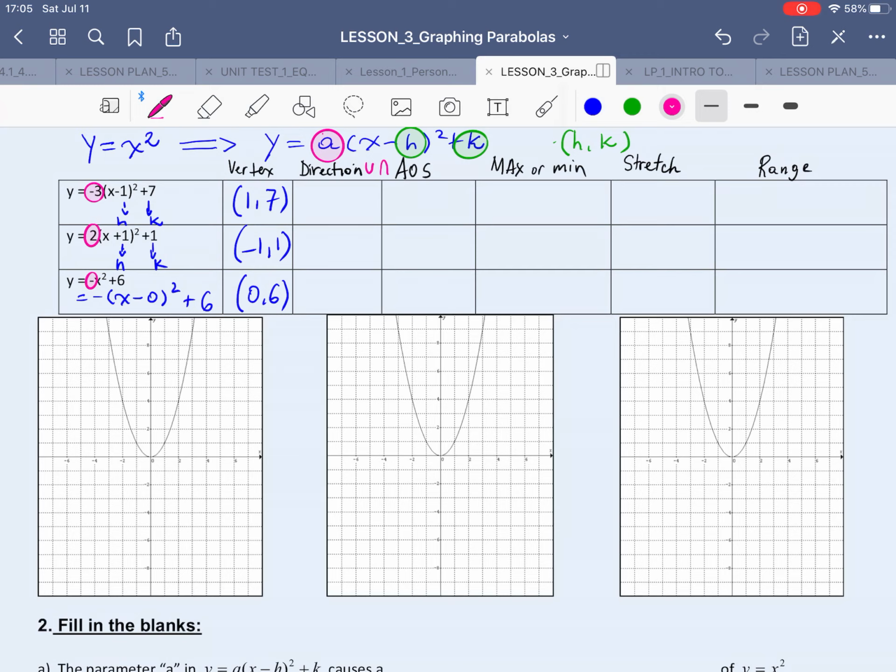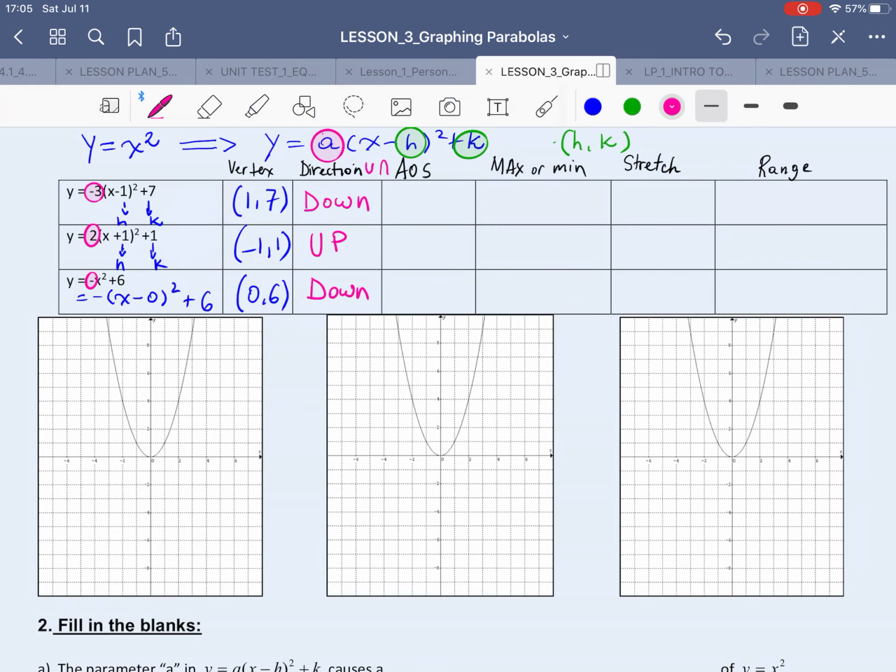So let's write this down. Negative coefficient a, parabola opens down. Positive coefficient a, parabola opens up. Negative means down. So it doesn't matter what the value of a is. All that matters is the sign of it, whether it's positive or negative.